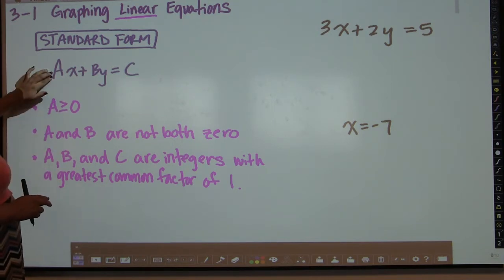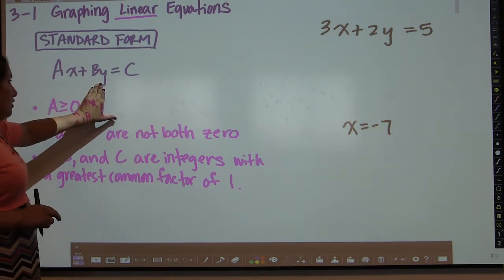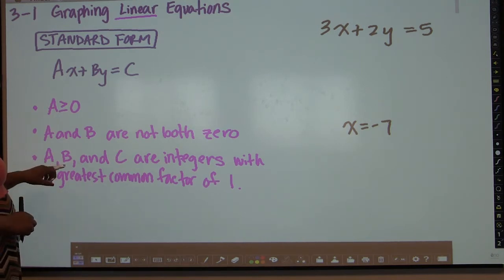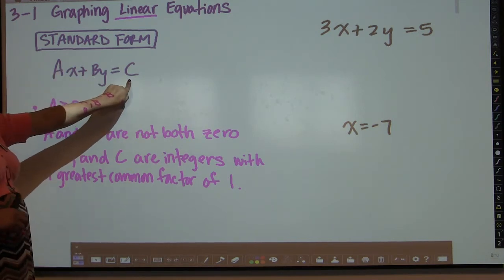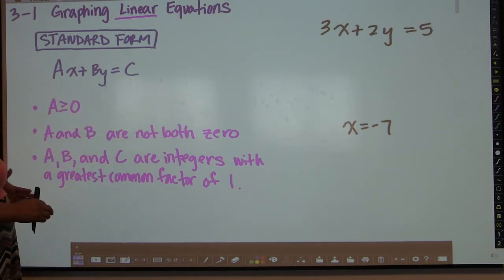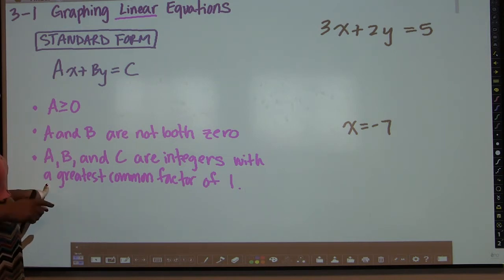So although a can equal 0 and b can equal 0, you can't have them both be 0 at the same time. And then the last thing is that a, b, and c, so the coefficients of x and y, and the c, which by the way we call the constant term, they're all integers. It has to be a negative or positive integer, can't be a fraction, can't be a decimal, and specifically with a greatest common factor of 1.